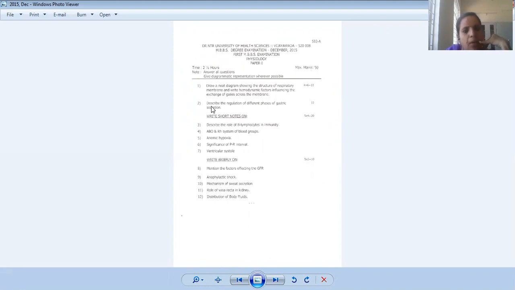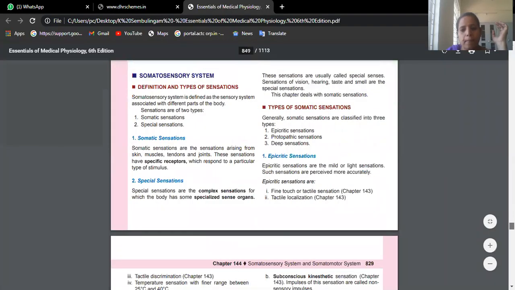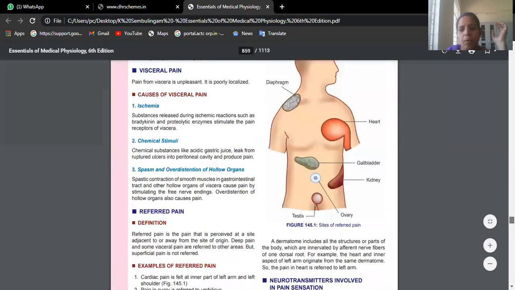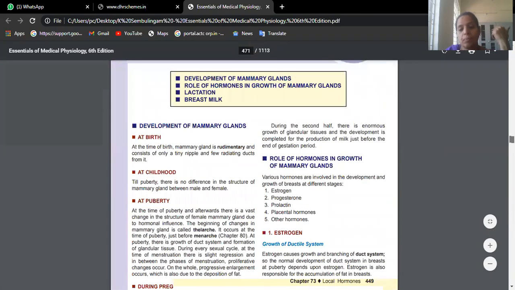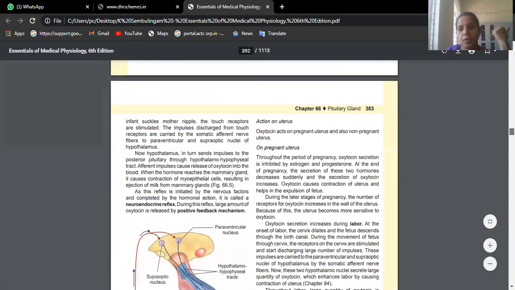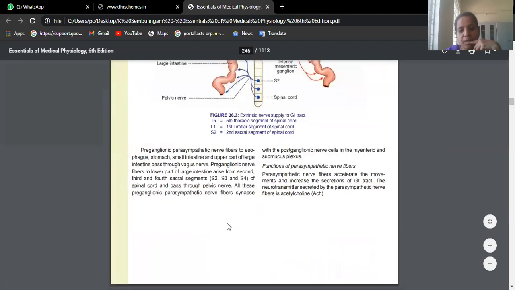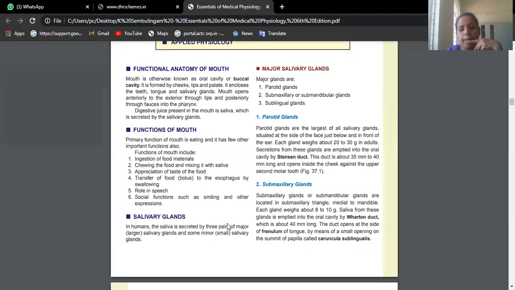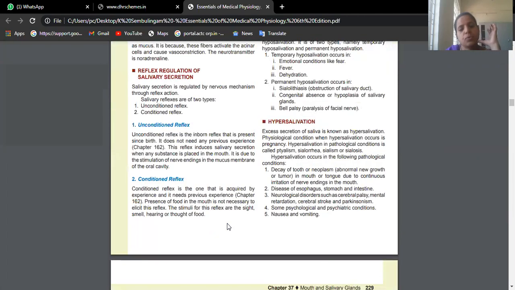What are the different phases in gastric secretion? This also we did. Can you recollect, beta? Cephalic phase, gastric phase, intestinal phase. We have conditioned and unconditioned reflexes. So he's not talking about the gastric juice composition.